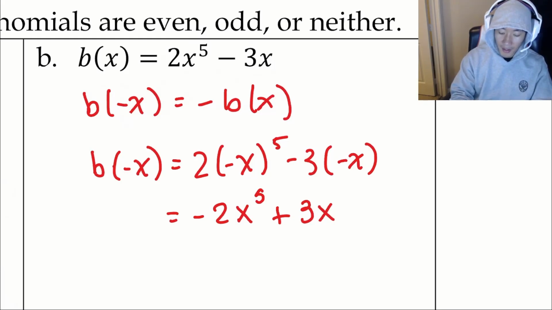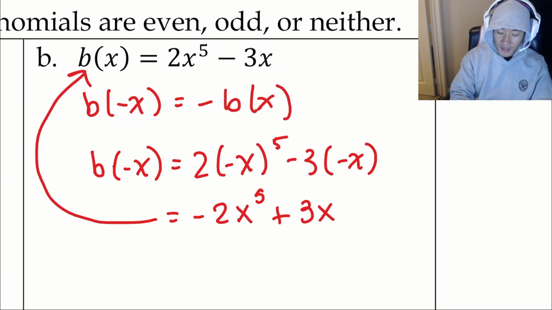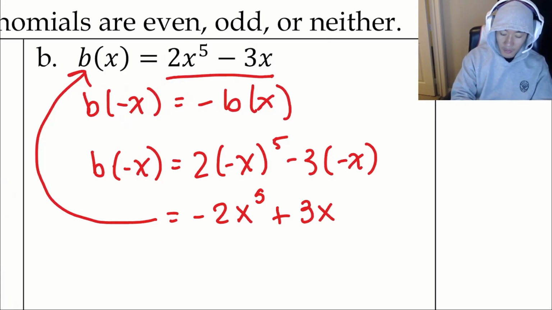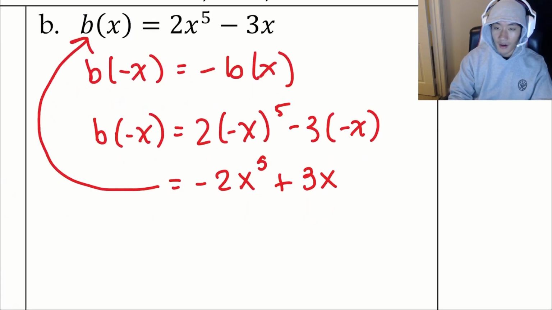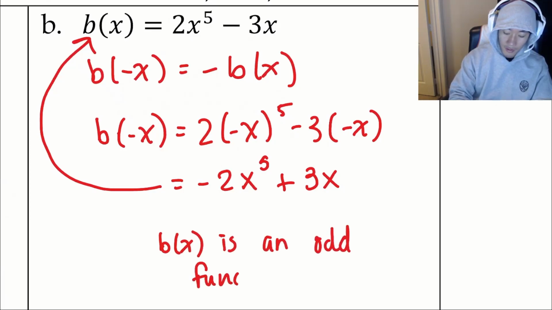And so when you compare our final answer to the original function, you can see that it's simply the original function with the signs flipped. So we have confirmed that this is an odd function. So b of x is an odd function.